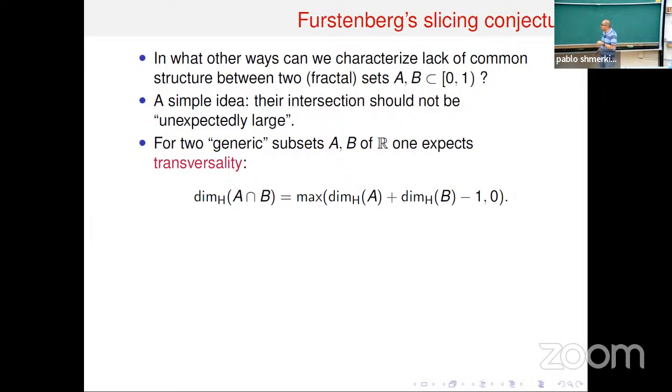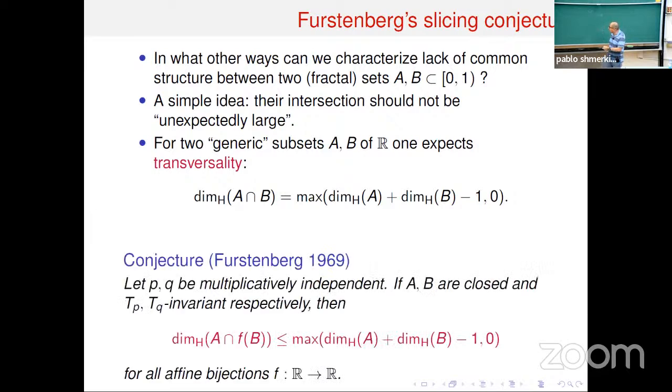So what one expects generically, or typically in some sense, and there are many ways to make this precise, but I'm not going to go into that, is basically the same formula that one has for linear subspaces, which in this case means that the dimension of the intersection should be the maximum of the sum of the dimensions minus 1, or, if this is negative, then 0, because the dimension cannot be negative.